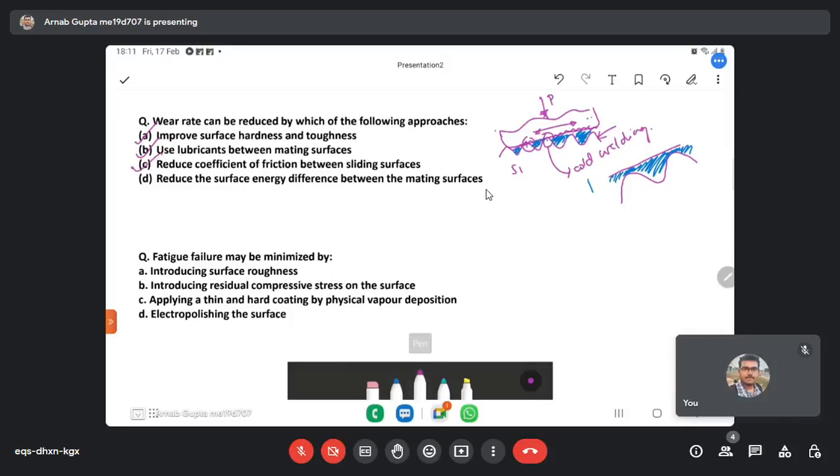And what about the fourth option? What is your opinion on this? Reduce the surface energy difference between the mating surfaces. Would it help in reducing the wear rate, or would it lead to a higher rate of wear? Anyone, you can answer.